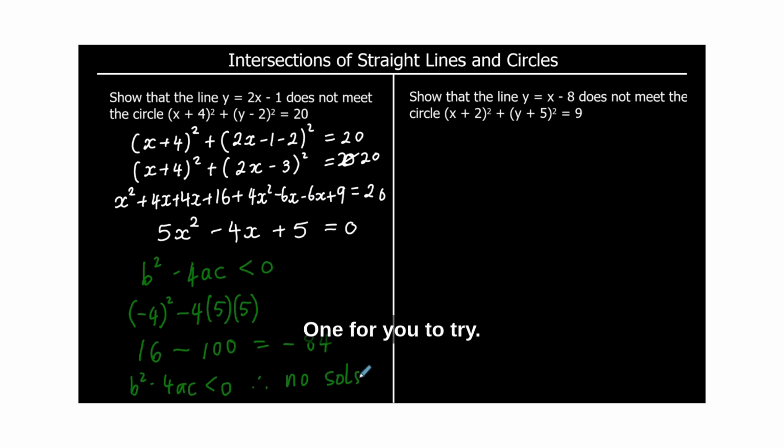One for you to try. Pause the video and give it a go. So show that the line y equals x minus 8 does not meet the circle (x plus 2) squared plus (y plus 5) squared equals 9. So try and solve it.